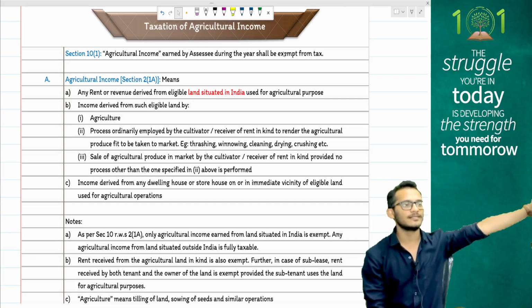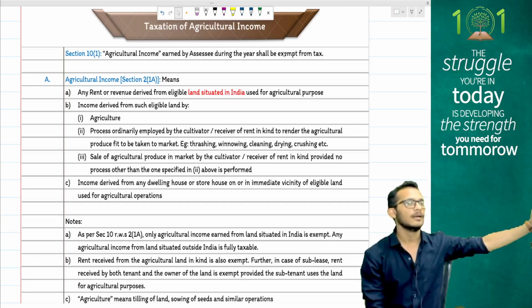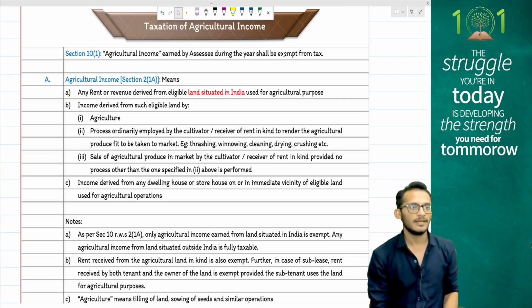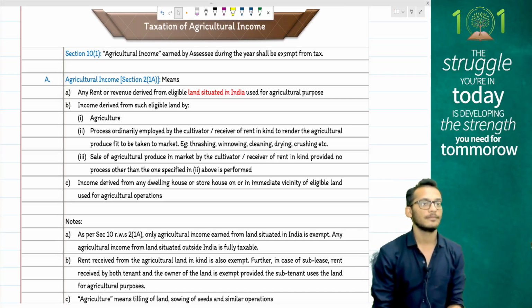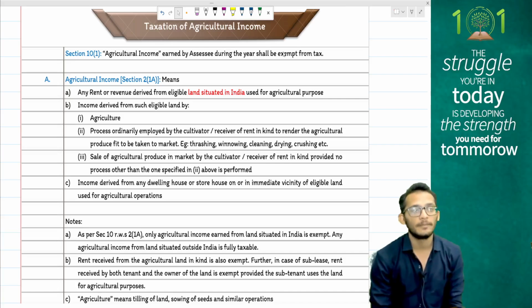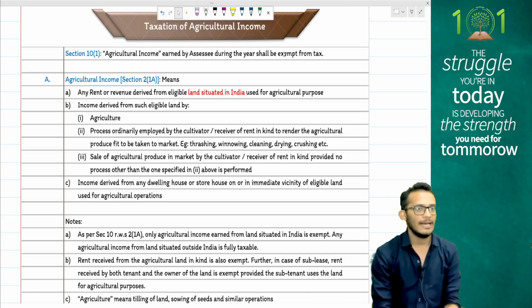Only one exception to this rule. They've said if there are seedlings and saplings growing in a nursery, then it is agricultural income, even if the operations are not carried out on a land.